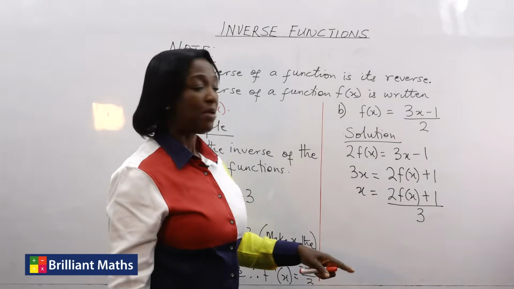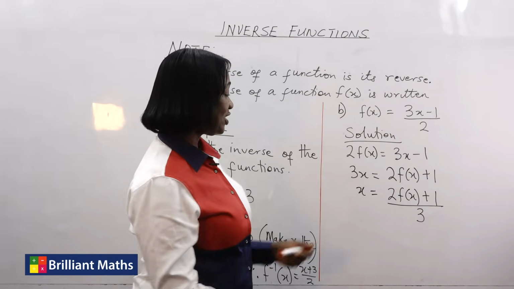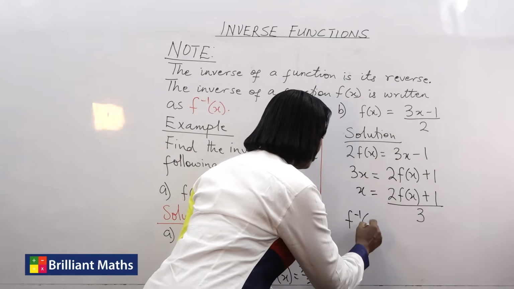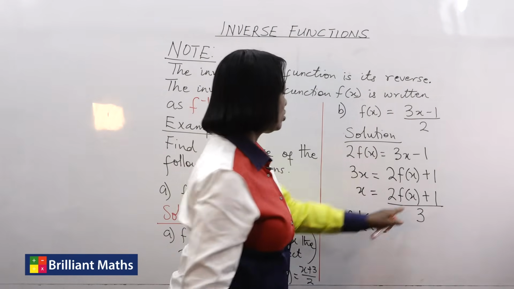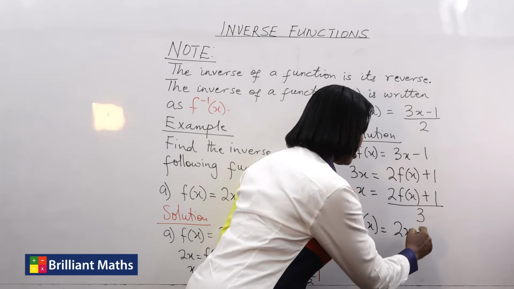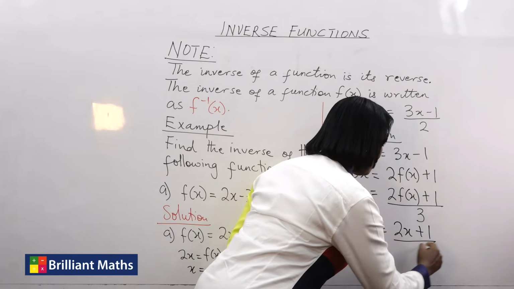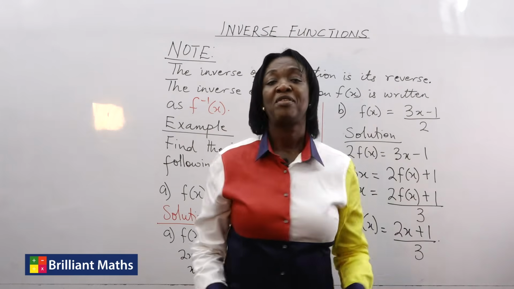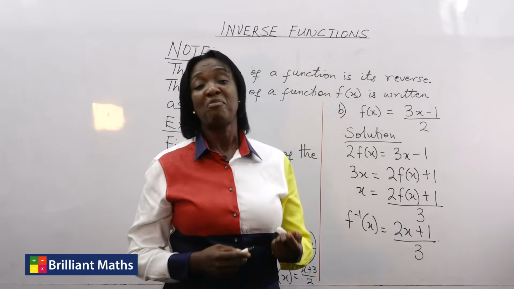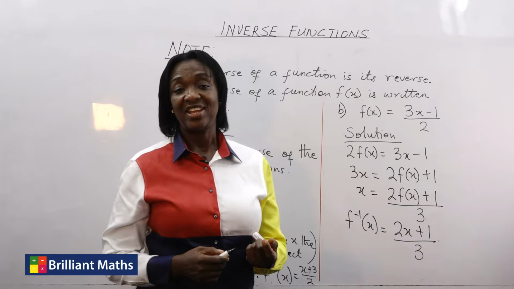So the final step is to swap your x, which is now our inverse, is equal to, swap the f of x and make it x. 2x plus 1 over 3. You can try many more exercises and examples from Brilliant Maths Module 8.